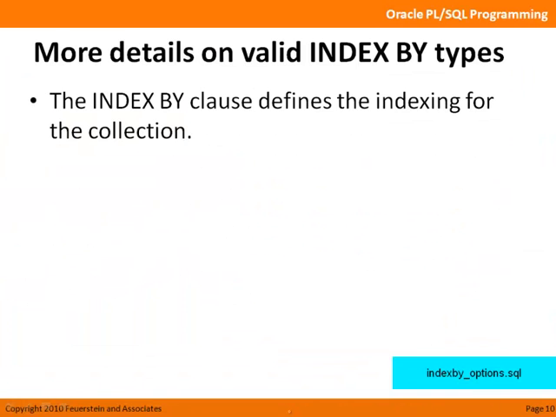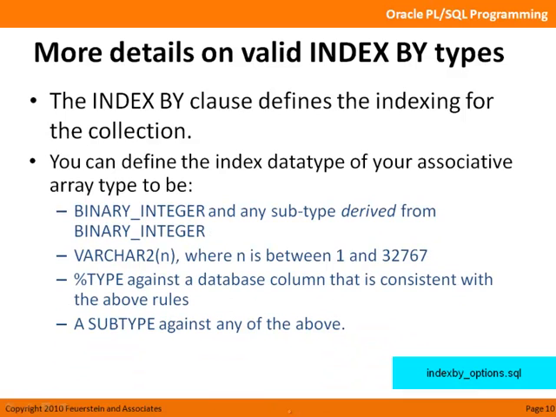A little bit more details on the valid index by types. The index by clause defines how you index the contents of your collection and what values you can use to find the elements in your collection. You can index by binary integer or any of its subtypes, including PLS integer, varchar2 with an n between 1 and 32767. You can %type against varchar2 database columns, and you can use subtypes as well. Let's take a look at the various possibilities.